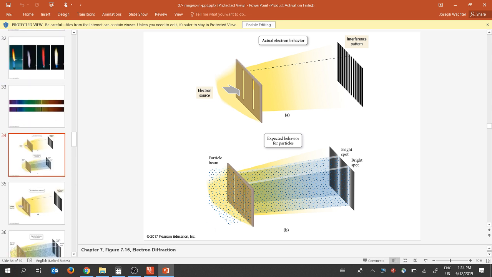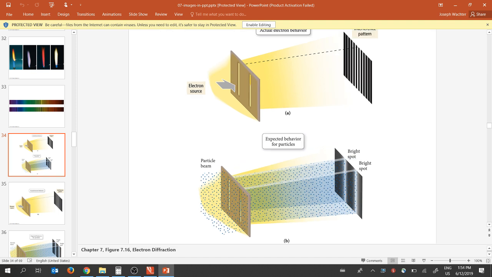So if you shoot a beam of electrons at a similar type of slits, you would expect, and this is a little hard to see, let me see if I can make this a little bit bigger. There we go.